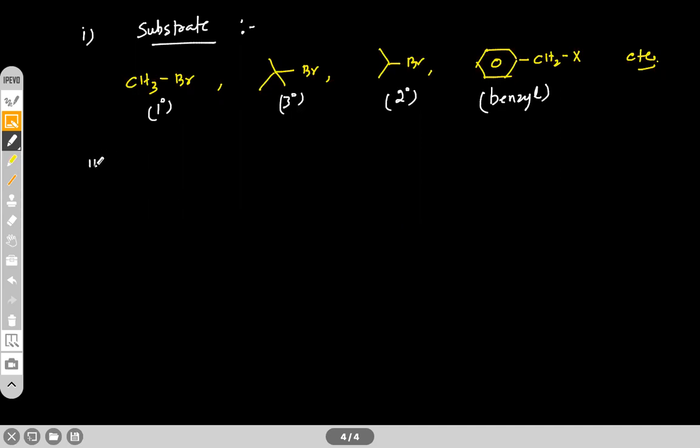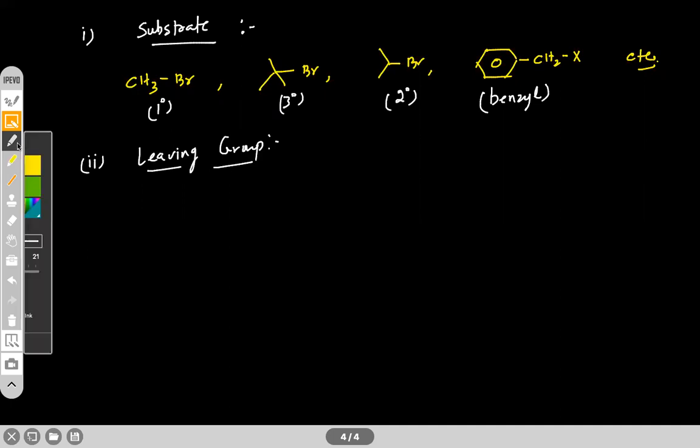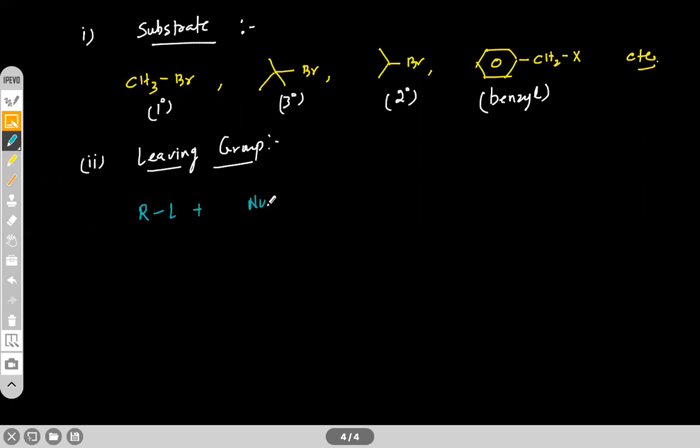Now the second one is the leaving group. Leaving group is the one which leaves in the reaction, like I have given you the example Cl minus and I minus. That is a leaving group. Now if you see the general reaction that I have written already, the reaction is RL plus Nu nucleophile, reacting in presence of solvent, gives RNu plus L minus.